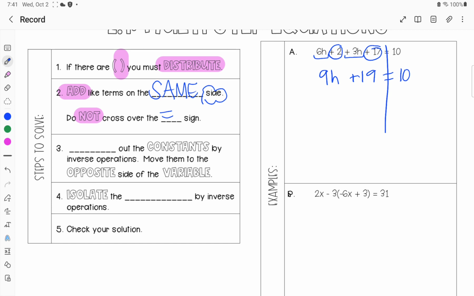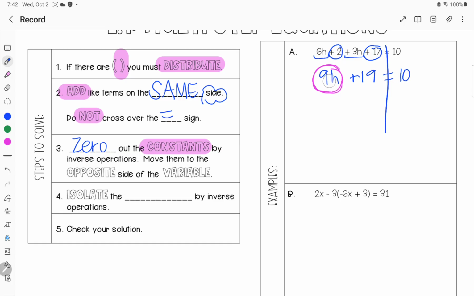Now I'm moving to step 3. From here, it's just like you've been doing already. You don't have to circle, but I'm going to leave this as a step. We're going to circle this variable and anything attached to it, so don't forget that sign in front. This is where we're going to zero out the constants, which are just our numbers. We use inverse operations, so we move them to the opposite side of the variable. We do not move them to the same side.